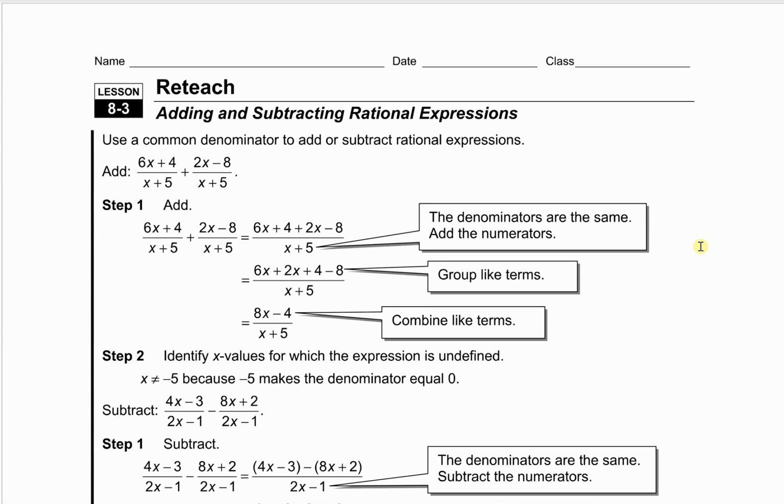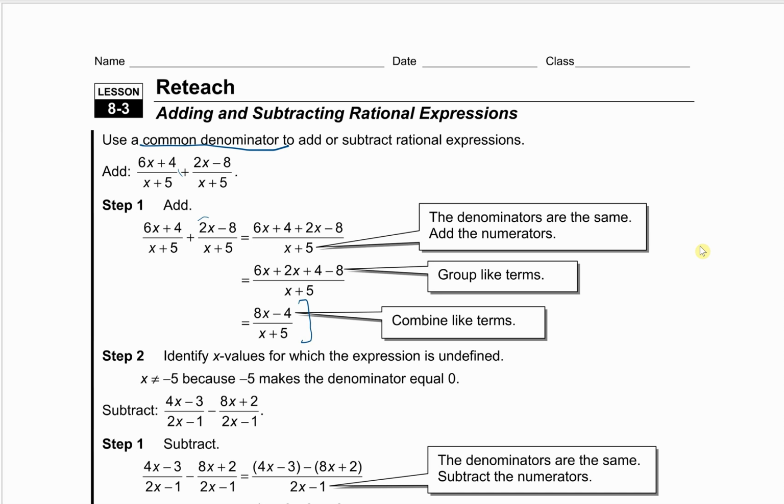If you recall, in the last lesson we were multiplying and dividing. When you're multiplying and dividing, you just multiply numerators, you multiply denominators, everything's pretty easy. With adding and subtracting, you need a common denominator. And if you have one, like in this example here, that's great, because all you're going to do is combine like terms in the numerator. You don't do anything with the denominator. It stays the same. You just combine like terms, and we get this answer here.